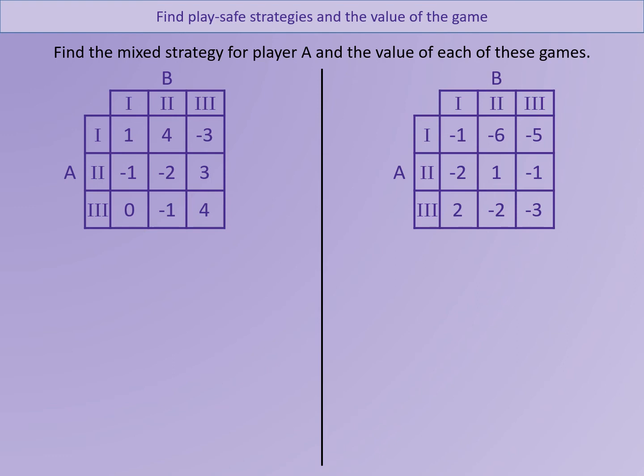Now for each of these 2 games, find the mixed strategy for player A and the value of the game. So you will first of all need to reduce the matrices wherever possible using dominance, and then find the strategy for player A.